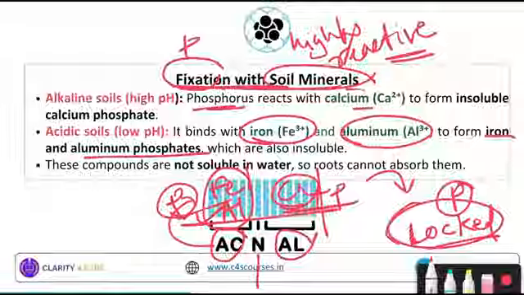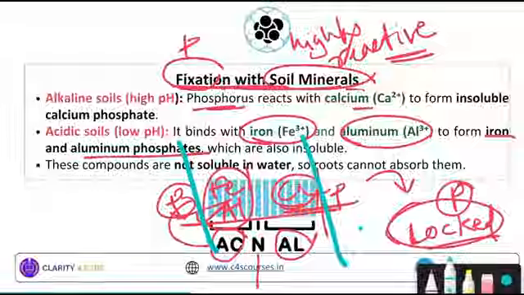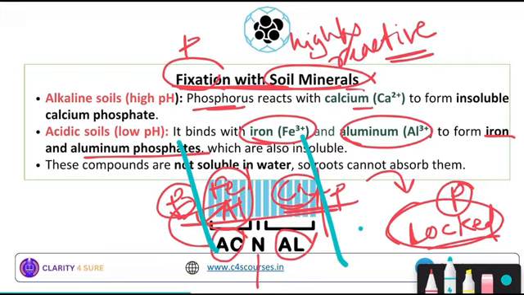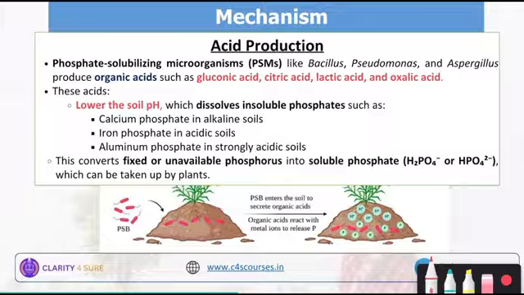So for an obvious reason, what we want to do is break these bonds. What is our motive, or what are the phosphorus solubilizing bacteria going to do? They will break these bonds, making the phosphorus available, or visible, to the roots. This is our motive. Let's see how they are doing this.